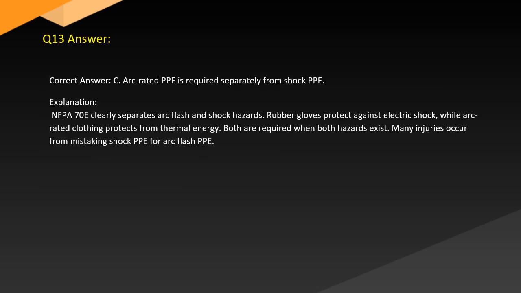Answer. Correct answer: C. Arc-rated PPE is required separately from shock PPE. Explanation. NFPA 70E clearly separates arc flash and shock hazards. Rubber gloves protect against electric shock, while arc-rated clothing protects from thermal energy. Both are required when both hazards exist. Many injuries occur from mistaking shock PPE for arc flash PPE.